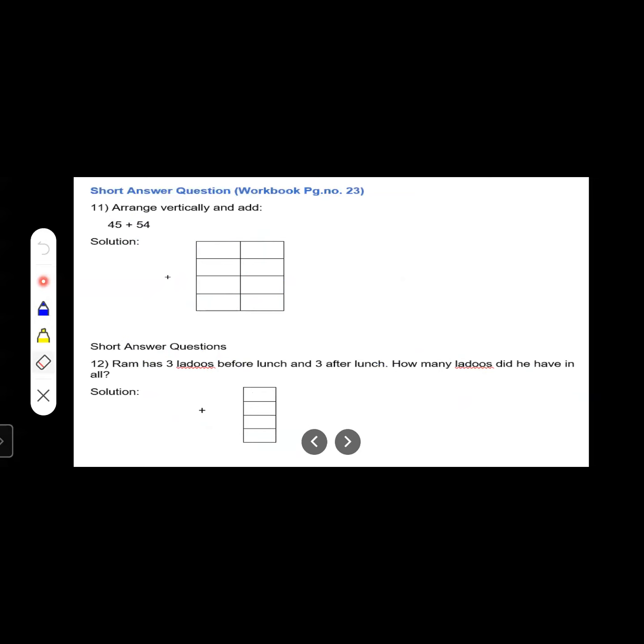Yes. So next question. This is workbook page number 23. Lesson number 4, add and subtract. Okay. So arrange vertically and add. So here children listen very carefully. Arrange vertically and add means what? How many numbers are given here? 2 numbers. What are they?